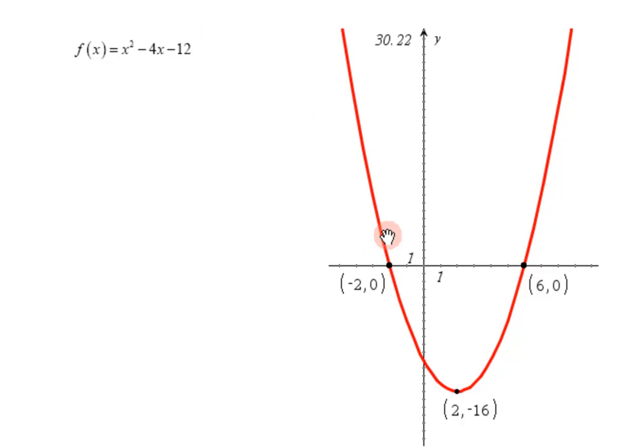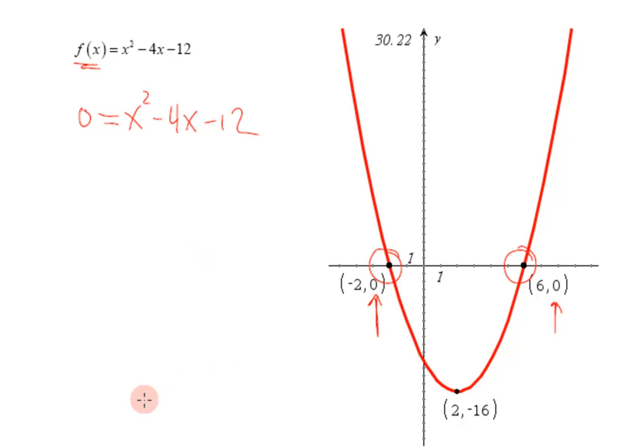How do we get this x-intercept and this x-intercept, right? Because that's the value when y is 0 in both cases. So if we let this y equal 0, we get this equation now. Now it's an equation, we're supposed to solve this.